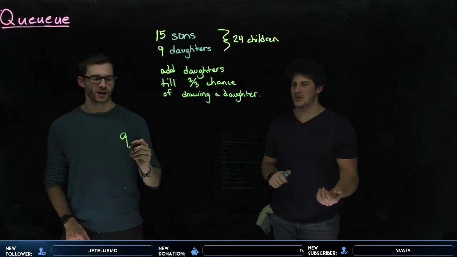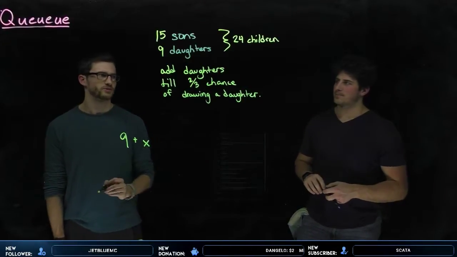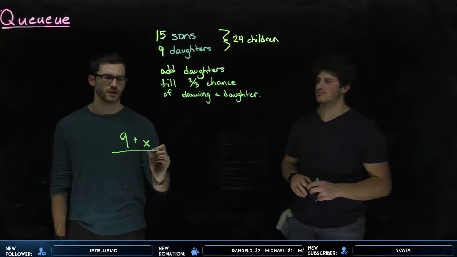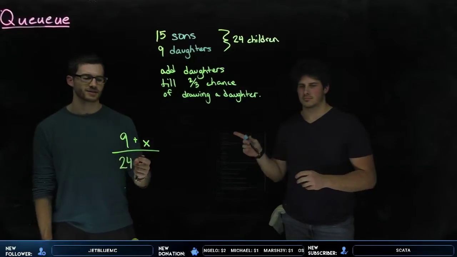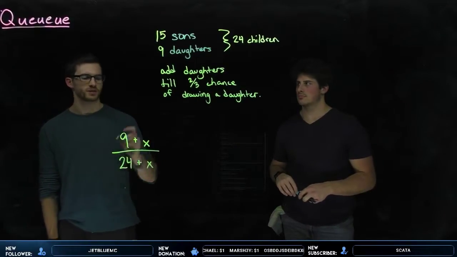So 9 daughters, and we're going to add X daughters, right? We don't know how many more daughters we need to give ourselves that 2/3 chance. And we're going to start with 24 children overall, but we need to add that same number of daughters. So now we're here. And we want a 2/3 chance.